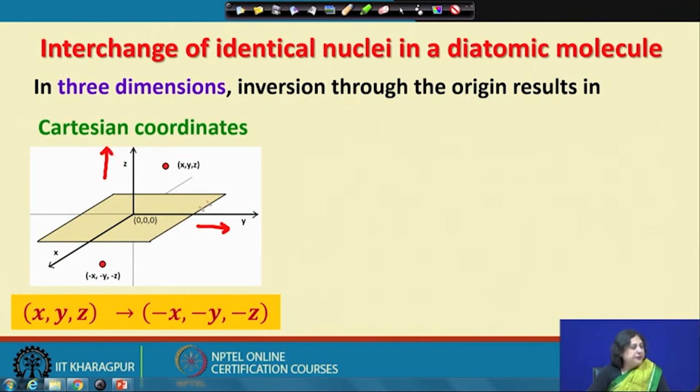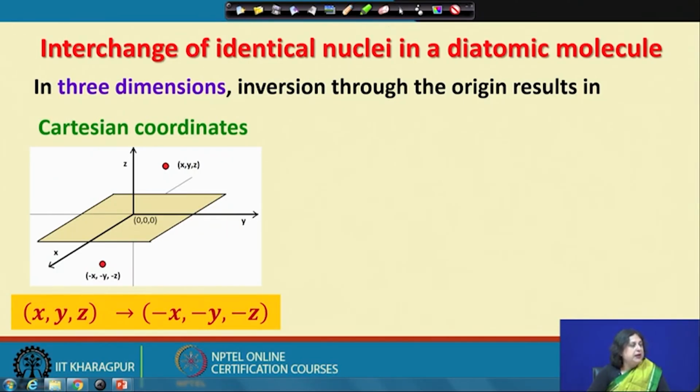So, this plane is nothing but the x y plane. Now, if I have one point here, which when inverted through the origin will land up here. So, if this point is above the x y plane towards the direction of positive z, then by inversion through the origin it will land up below the x y plane, in the direction of the negative part of the z axis.